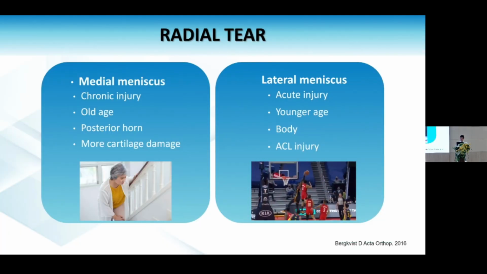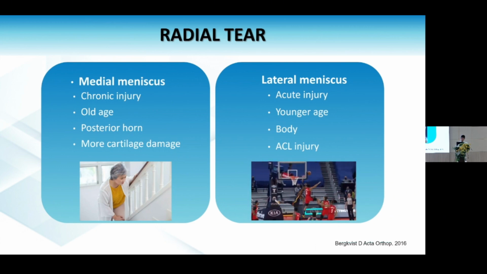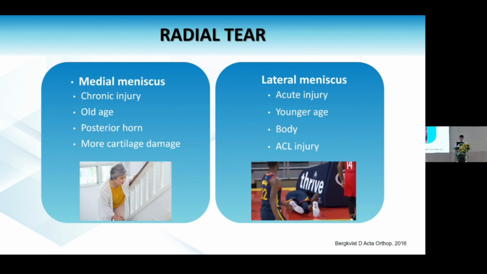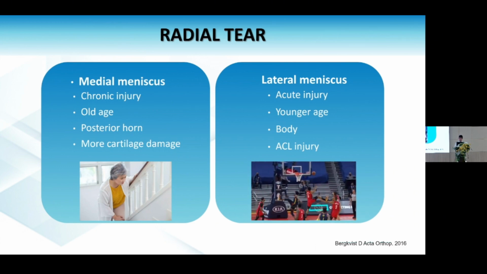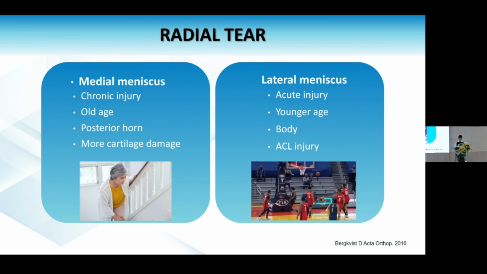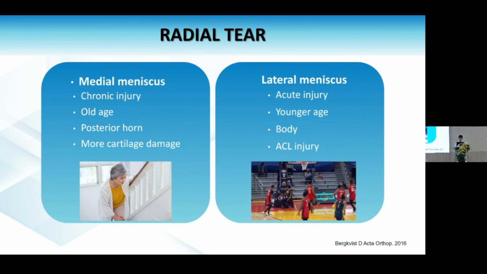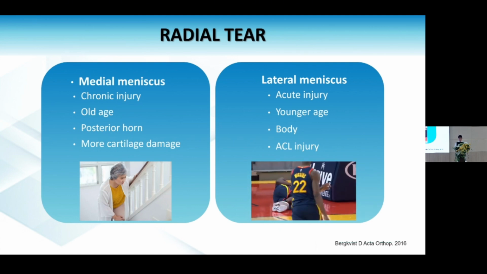For the medial meniscus, we see the radial tear in chronic injury, in older age, located at the posterior horn, and we can see more cartilage damage. In contrast, with the lateral meniscus, we see it in acute injury in younger patients, located mostly in the body and associated with ACL injury.